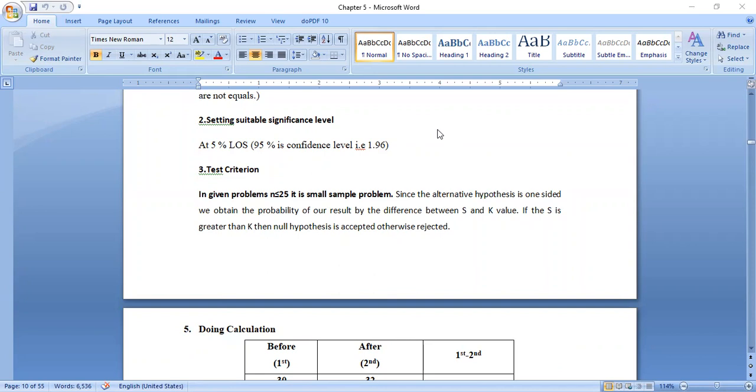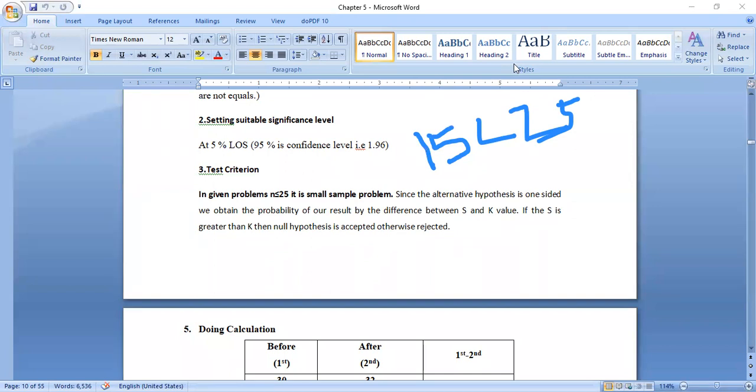The next is the test criterion. In the given problem, n is less than 25. See, there are only 15 numbers there. 15 is less than 25. It is a small sample problem. Since the alternative hypothesis is one-sided, we obtain the probability of our result by the difference between S and K value. If S is greater than K, then the null hypothesis is accepted, otherwise rejected. In this way we have to write. So the test criterion process also we completed.